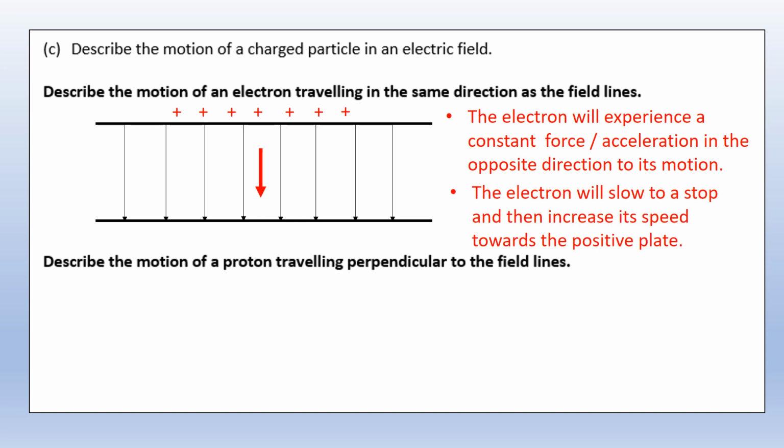So what it will do is it will slow to a stop, and then it'll turn around and increase its speed towards the positive plate and eventually collide with that plate.